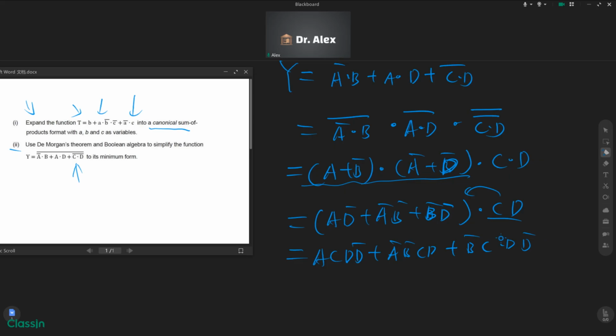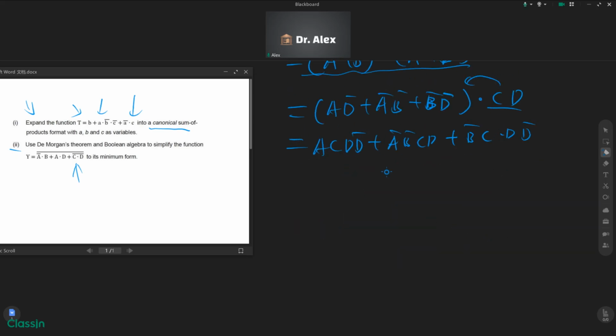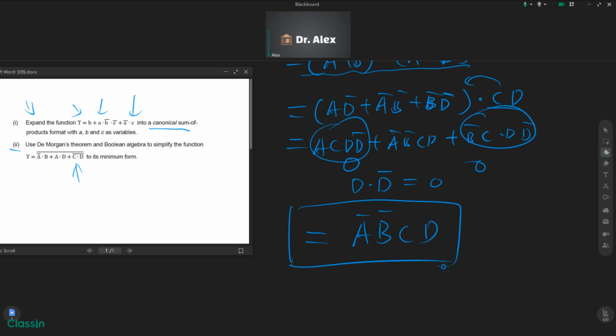As we mentioned before, any Boolean variable, when the original one and the not form appear together, it should always be there. So the first term and the third term should be there. The final and simplified form for this question is not A, not B, C, and D. This is our final result.